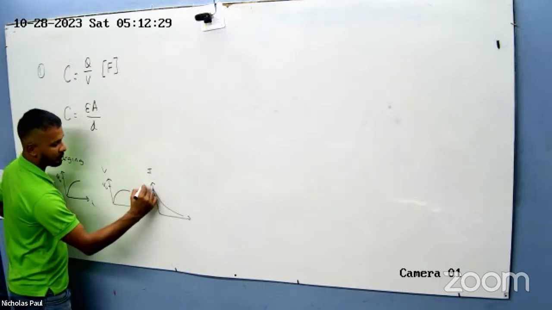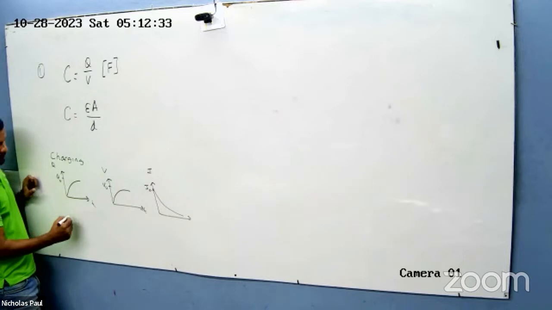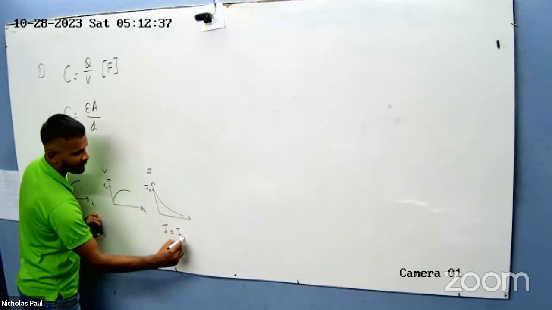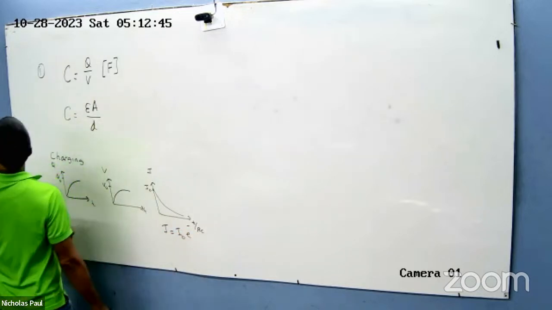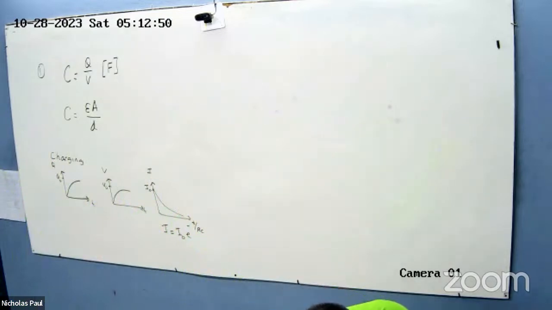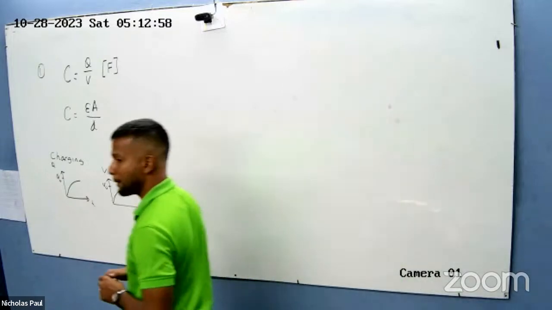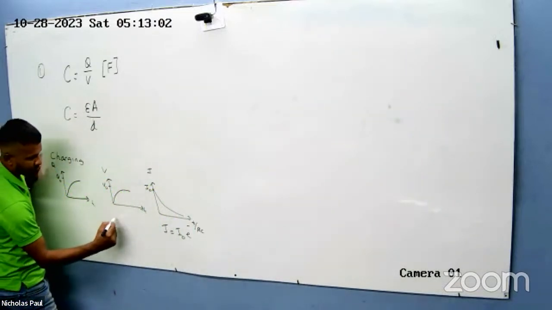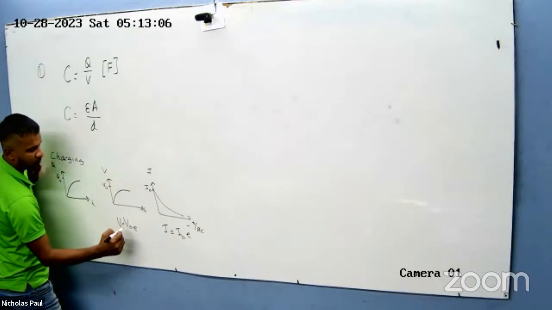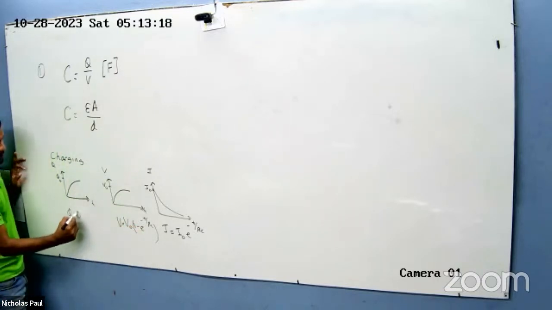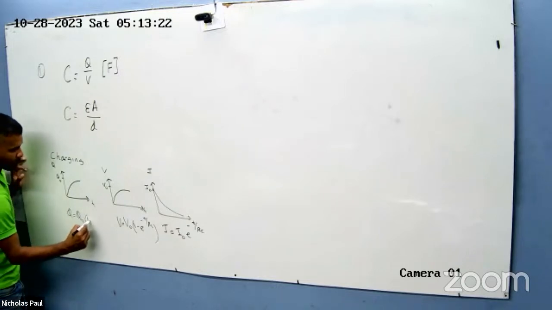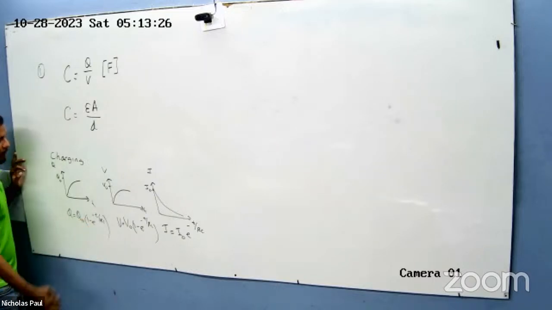Anybody remember the formulas? We'll start with I equals I naught e to the negative t on RC. And for voltage, V equals V naught times one minus e to the negative t on RC. And this is the same thing for charge: Q is equal to Q naught times one minus e to the negative t on RC. This is during the charging phase.